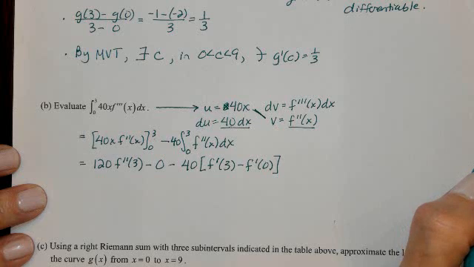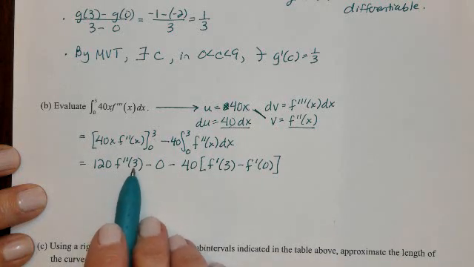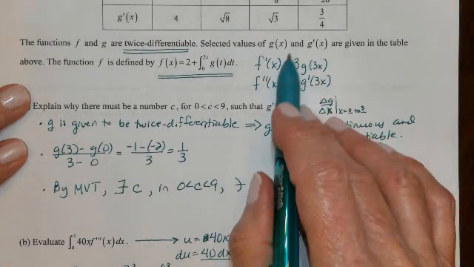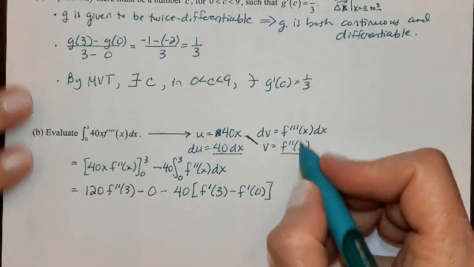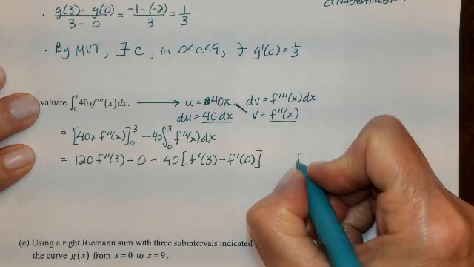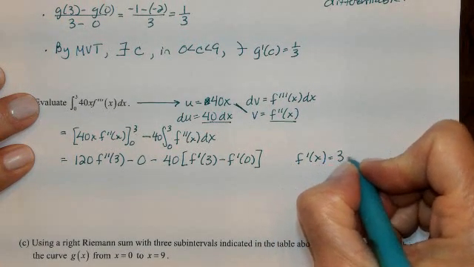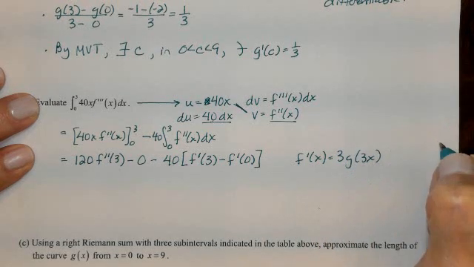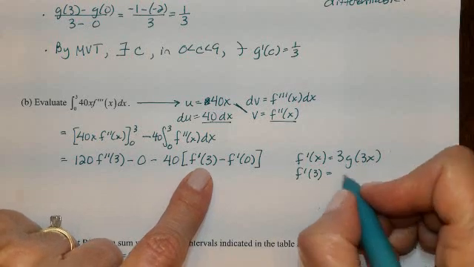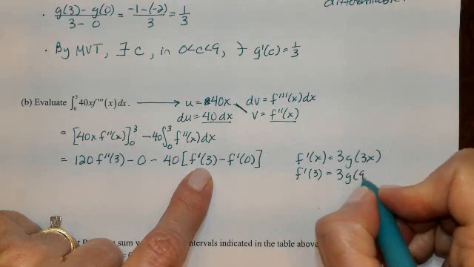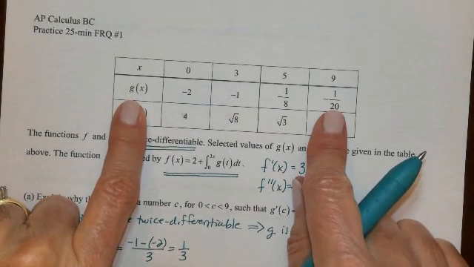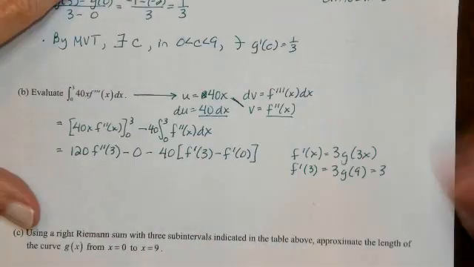Okay, and now I just need to find out what is f double prime of 3 and what is f prime of 3 and f prime of 0. Here's where I'm going to come up to my little definitions. So let me write those down here again. So we found f prime of x to be 3g of 3x, right? So f prime of 3 will be 3g of 9. And g of 9 from my table, g of 9 is -1 over 20.